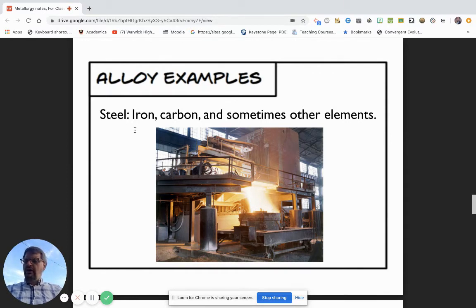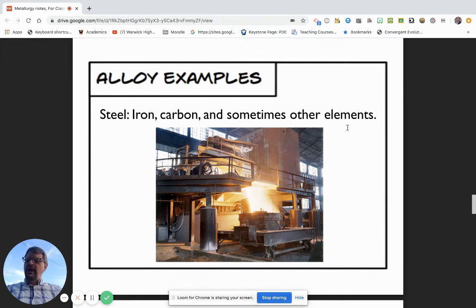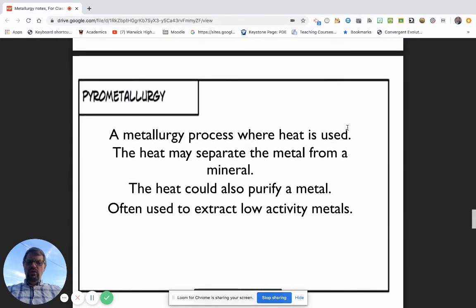It's a mixture of iron, carbon, and occasionally other elements. So an alloy is a mixture of a metal and at least one other ingredient. Okay? What else here? The next couple of slides deal with techniques for removing metals from ore and from minerals. How do you get the metal out?